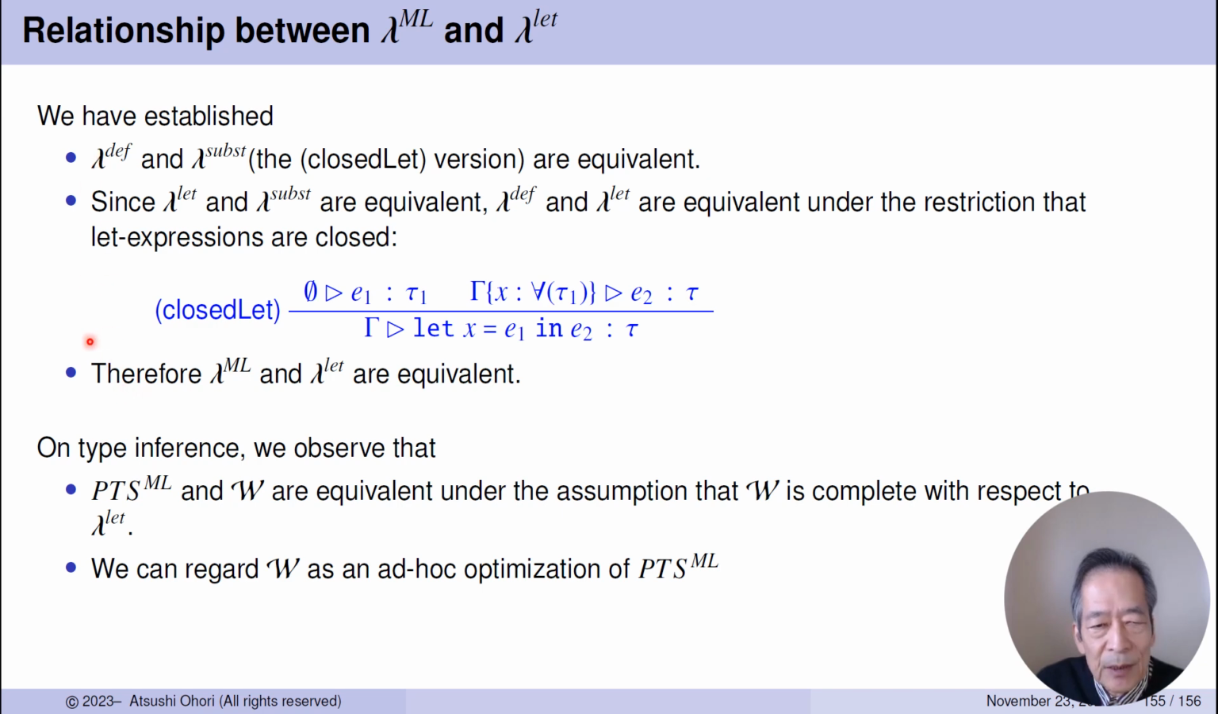Then, combining everything, we have finally this one: lambda-ML and lambda-let are equivalent. Right? So this is the desired conclusion we have shown using a known result of equivalence. Now here is a final remark on type inference. We observe that PTS ML and algorithm W are equivalent. This is under the assumption that W is complete with respect to this lambda-let system. And this is a well-known fact.